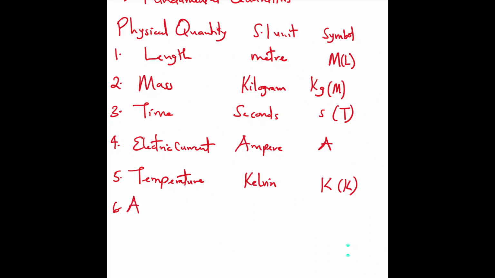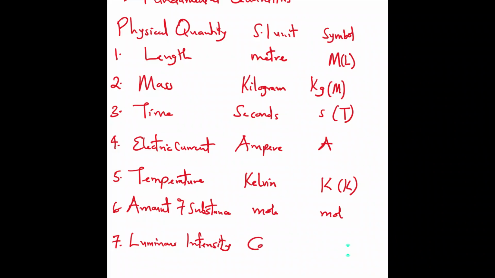Number 6, we have amount of substance, which is used in chemistry. The SI unit for that is moles, and the symbol is mol. And the last basic quantity is luminous intensity. The SI unit here is candela, and the symbol is cd.